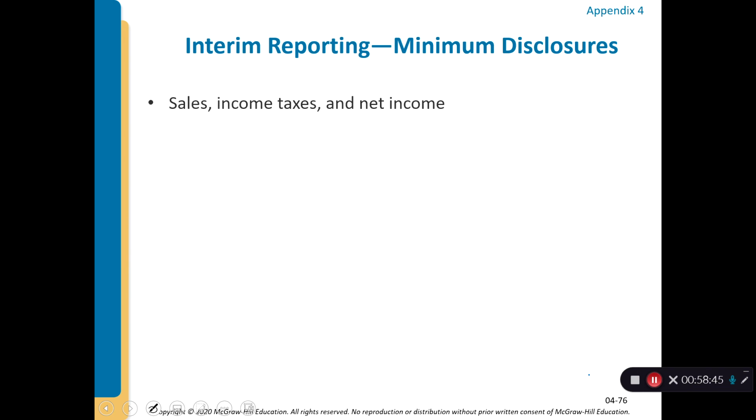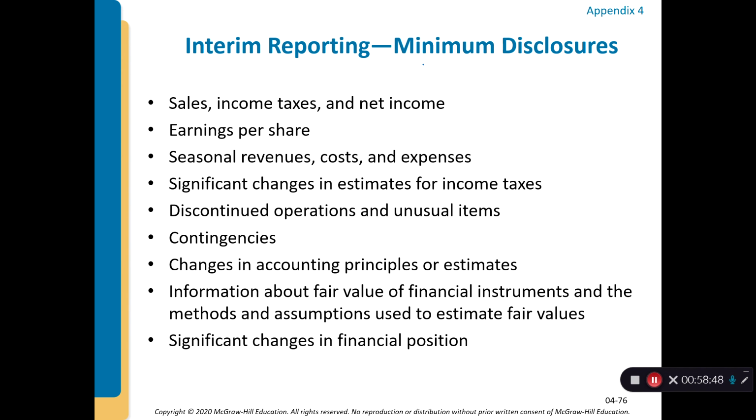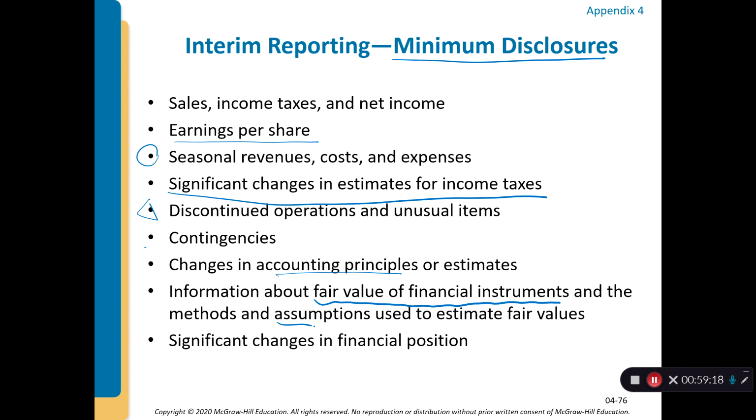Okay, and the interim reporting also has a minimum requirement as well. So you have to disclose sales, income taxes, and net income, also earnings per share. Also, if there's seasonal revenue, costs and expenses need to be highlighted; you have to disclose that as well. And the significant changes in estimation of income tax, discontinued operations, unusual items, contingencies, changes in accounting principles, information about the fair valuation of instruments and the method and assumptions used in the estimated fair value, and significant changes in financial position.